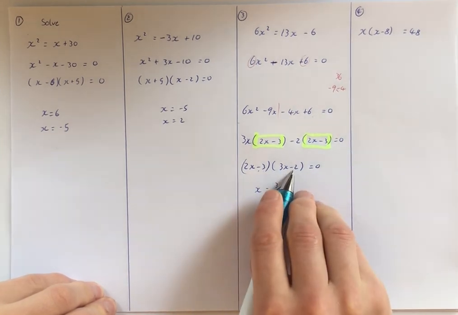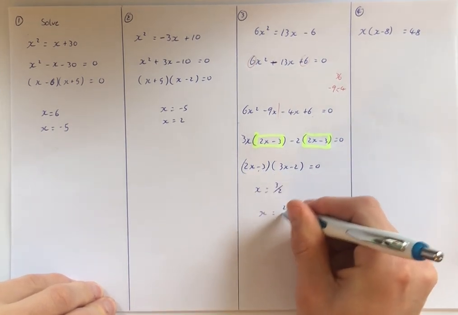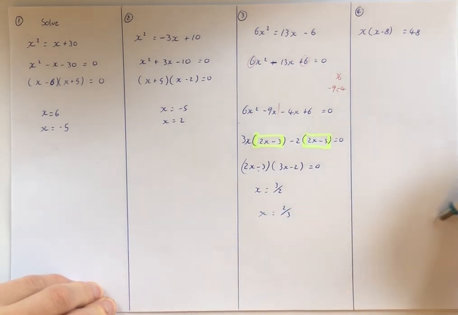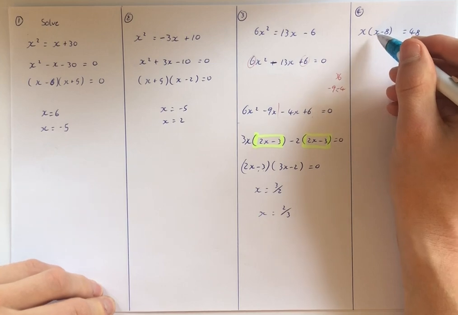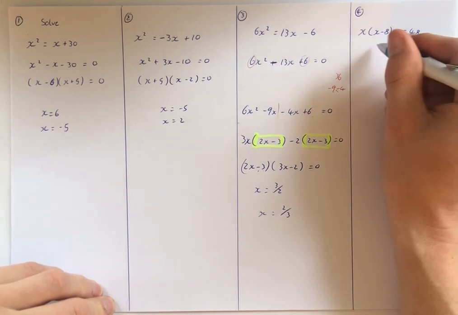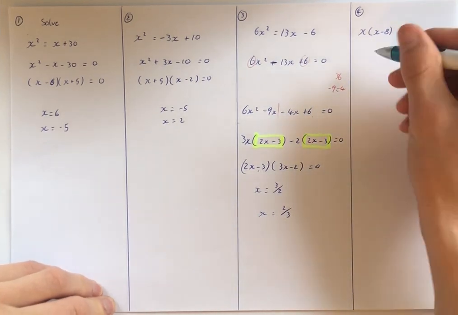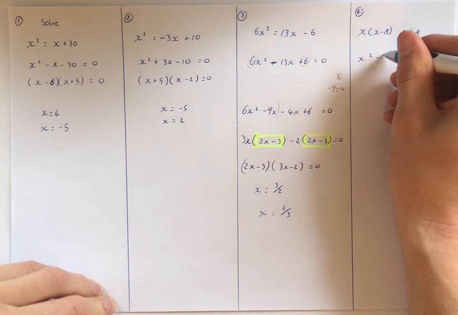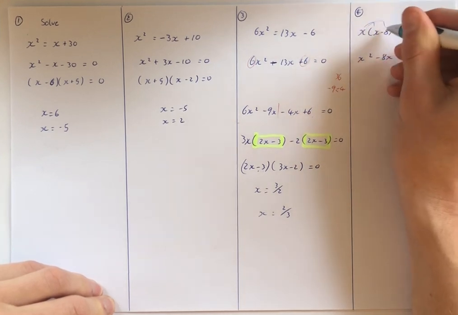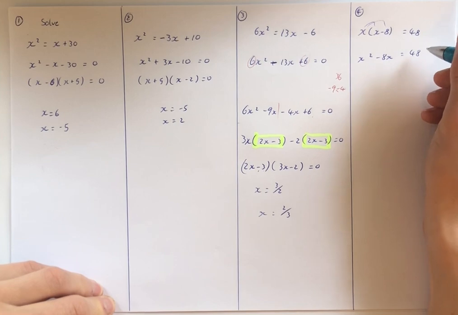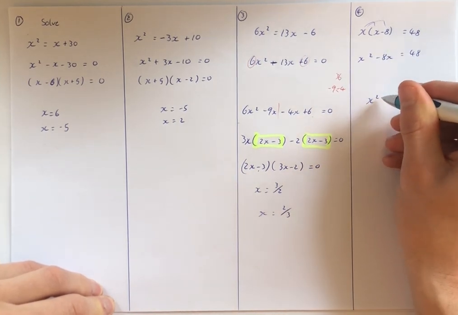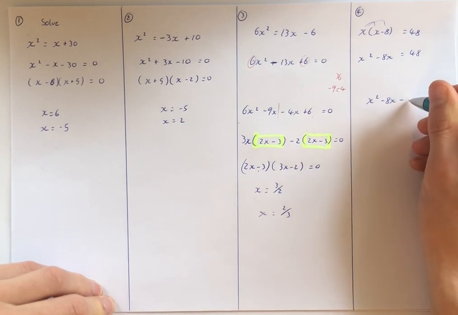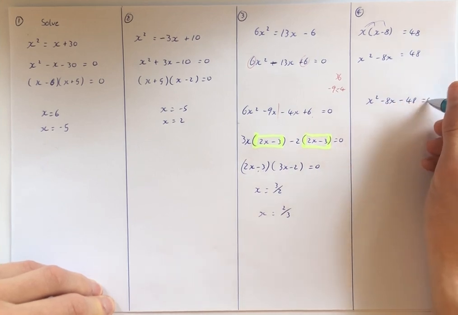Second bracket would give positive 2 over 3. Awesome. Okay, what we need to do now is expand this and then subtract the 48 so that we've got it equal to 0. So we're going to have x squared minus 8x by expanding equals 48, and we're going to subtract 48 off both sides so that x squared minus 8x minus 48 is 0.